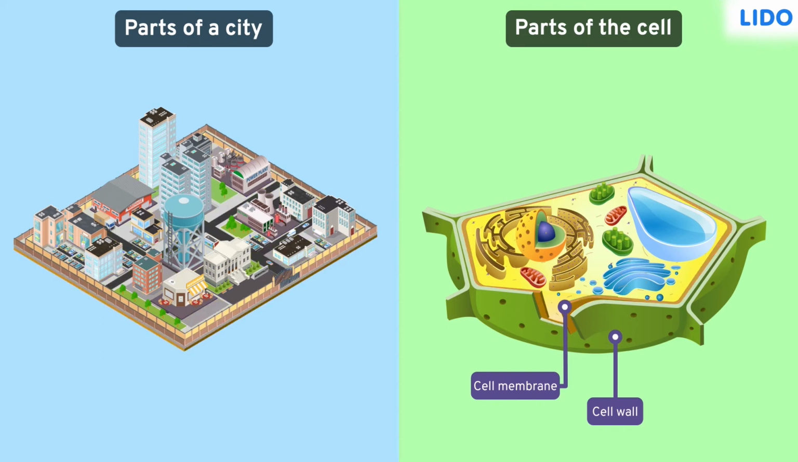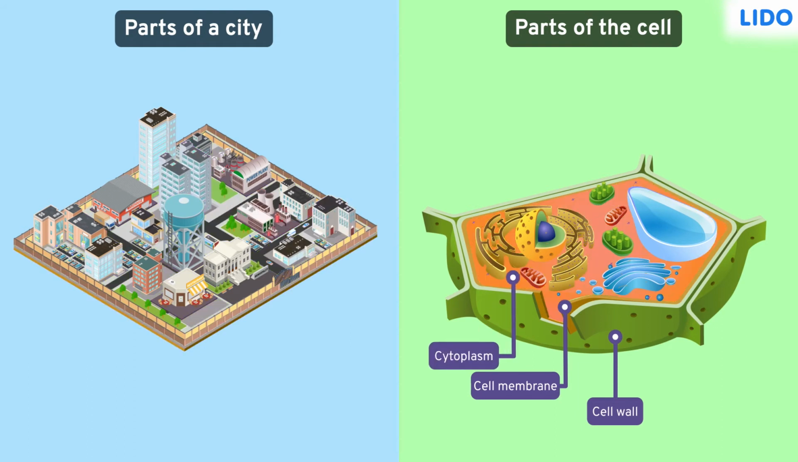The land or surface of a city on which houses, buildings, factories, and other constructions are built can be compared to the cytoplasm in a cell. The cytoplasm of a cell holds its different components together.